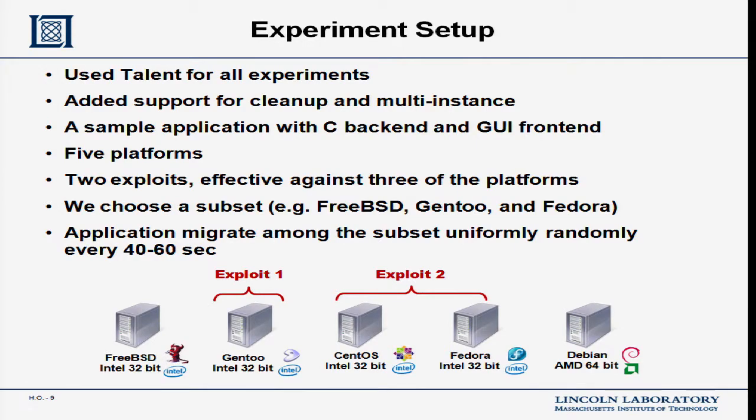And on our testbed, we have 5 different platforms with 5 different operating systems: FreeBSD, Gentoo, CentOS, Fedora, and Debian, running on top of either Intel 32-bit CPU or AMD 64-bit. And we have 2 exploits on our testbed that are effective against 3 of these platforms. The first one is effective against Gentoo. The second one is effective against Fedora and CentOS.